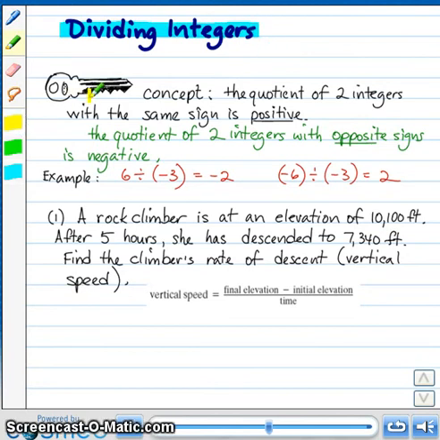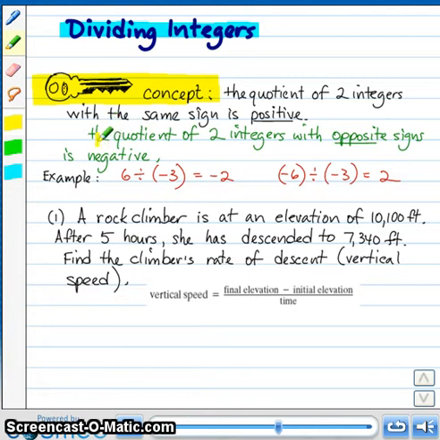Let's look at, first of all, a key concept that we need to remember about division with integers. The quotient of two integers that have the same sign is always positive. In other words, a positive number divided by a positive number is positive, and a negative number divided by a negative number is also positive.